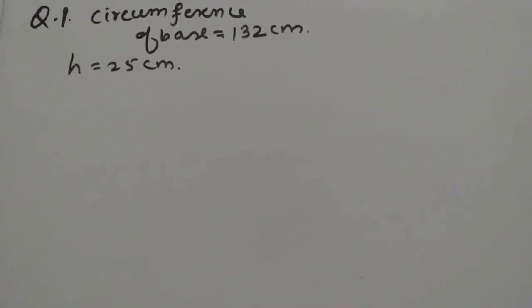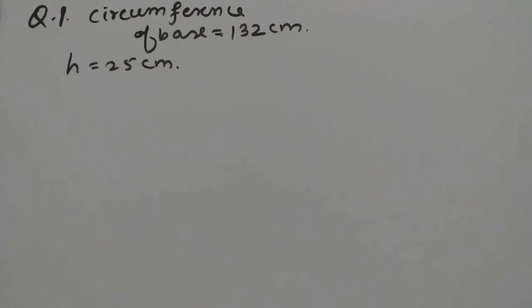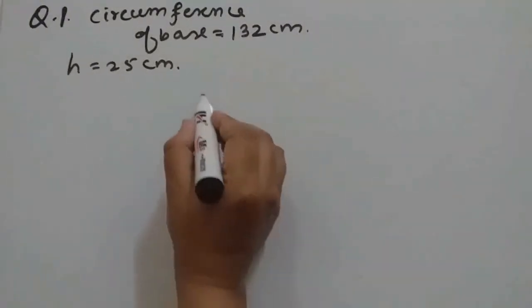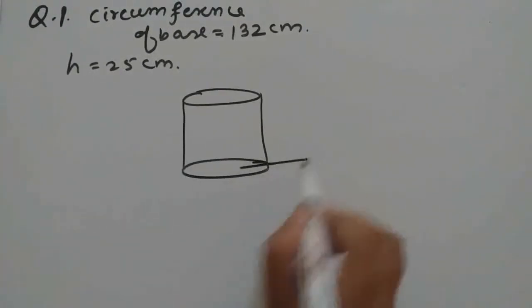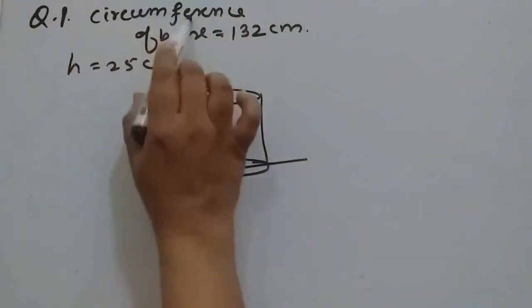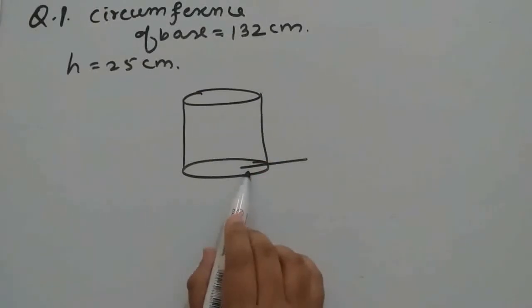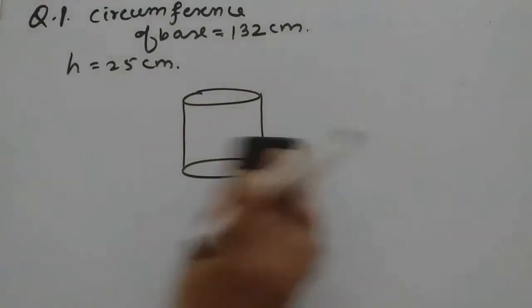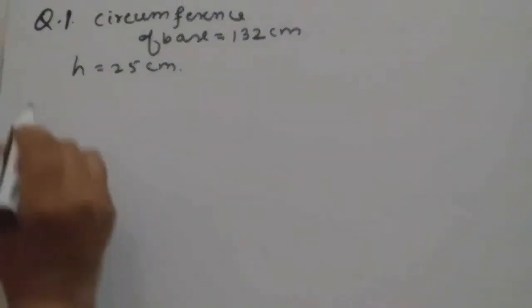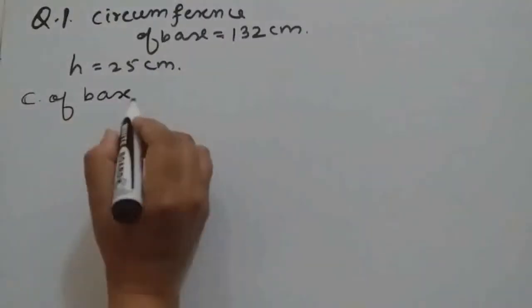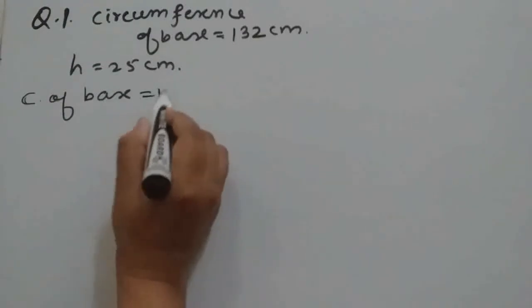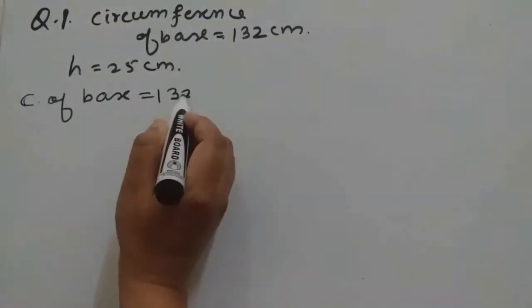In question 1, the circumference of the base is given as 132 centimeter, and the height is 25 centimeter. Now we know the cylindrical vessel's base is circular in shape, isn't it? So circumference of base means circumference of circle is given. Accordingly we'll write here first: circumference of base is equal to 132 centimeter.